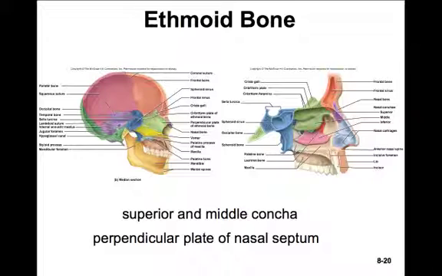So that completes our tour of the 8 cranial bones. Go to APR right now and look for all of these features. Put together your outline of all the features that you need to know for the cranial bones before we even move on to the facial bones in the next section.